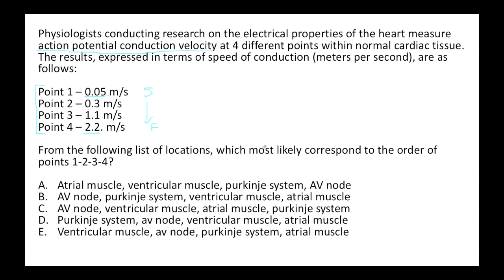So we want to know which has the slowest, again, conduction velocity, and which has the fastest, and everything in between. So AV node is slowest. Purkinje is fastest. So C. Yeah. C is correct.